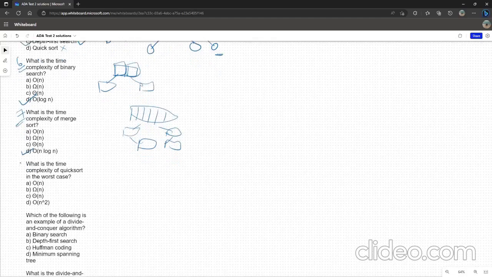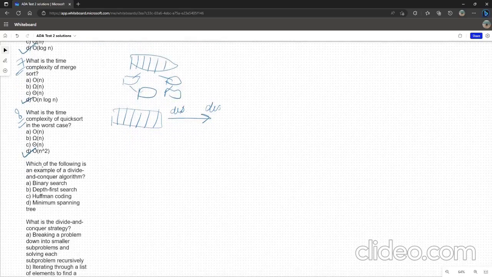The eighth question asks us, what is the time complexity of quick sort in the worst case? In the worst case, our quick sort algorithm has to go and sort every element. Suppose we have to sort the numbers in increasing order, and they are already in decreasing order, so it will be O of n square.